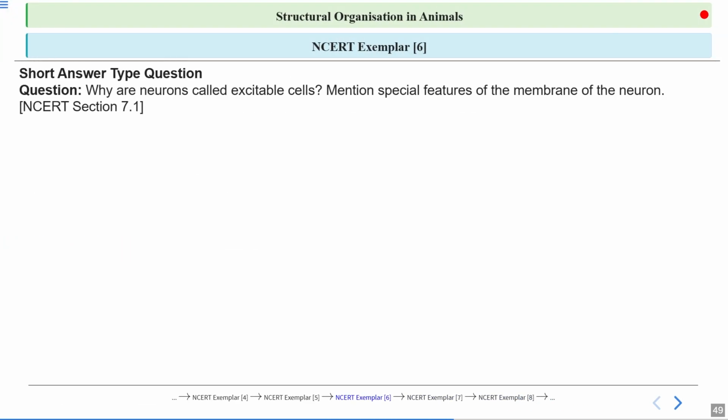Next question. What are neurons? Why are neurons called excitable cells? Mention special features of the membrane of the neuron, right? This question is coming from the NCERT section 7.1. Let us see the answer.